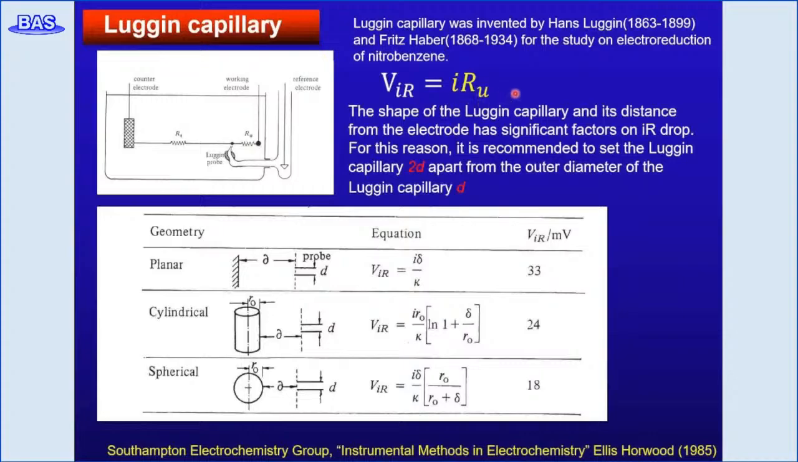It is important to keep in mind that the radius and shape of the working electrode affect the iR drop. The radius and distance of the Luggin capillary are examined in detail as shown here. When the electrode geometry changes from planar to cylindrical to spherical shape, the iR drop is worst for the planar electrode.